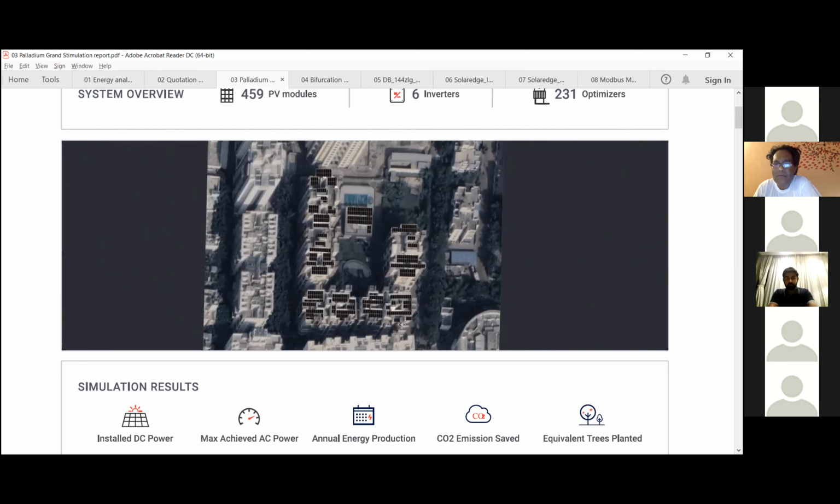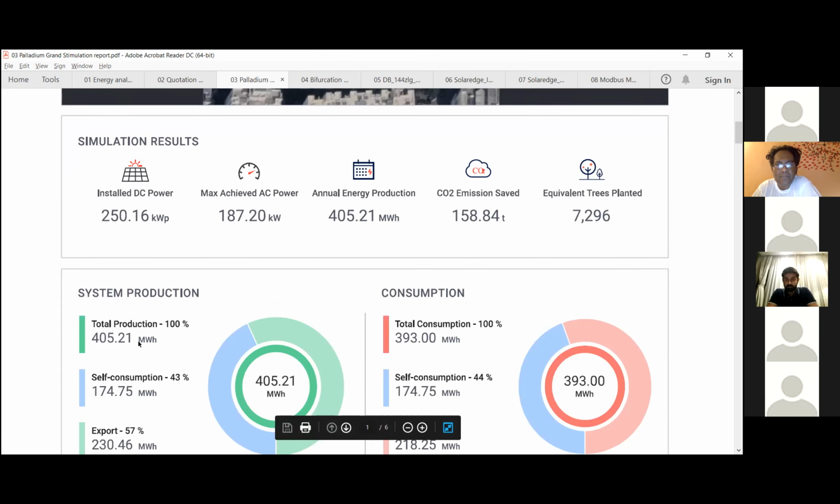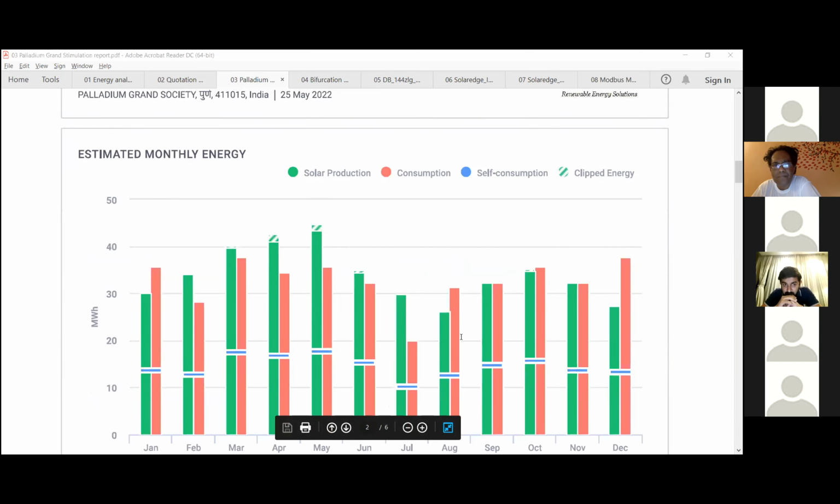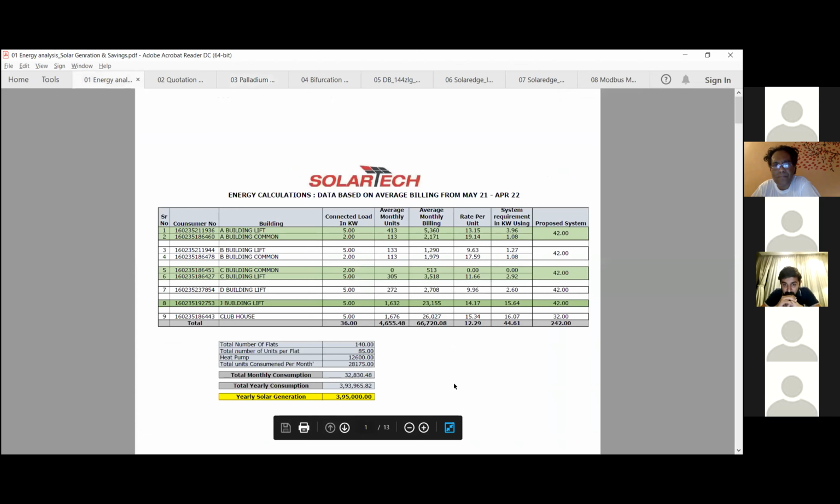So this is actually your terrace top of the building. Chetan, can I ask you something? It should not be megawatt here. Megawatt is too big a unit. It's 4 lakhs, so 250 kilowatts, 405 kilowatt hour. This is annual consumption. It's 4 megawatt, 4.5 megawatt annually. Okay, annual.